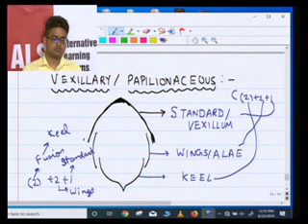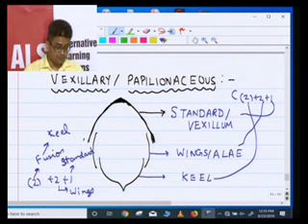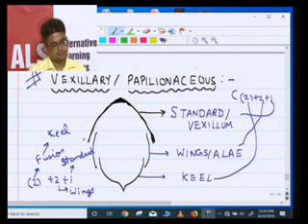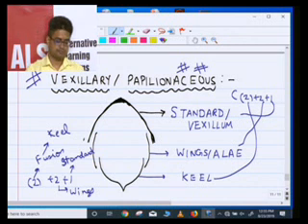Okay, so vexillary estivation or papilionaceous corolla is very, very important. It's the most common question in the examination regarding corolla. So I cannot stress this enough. Very important.